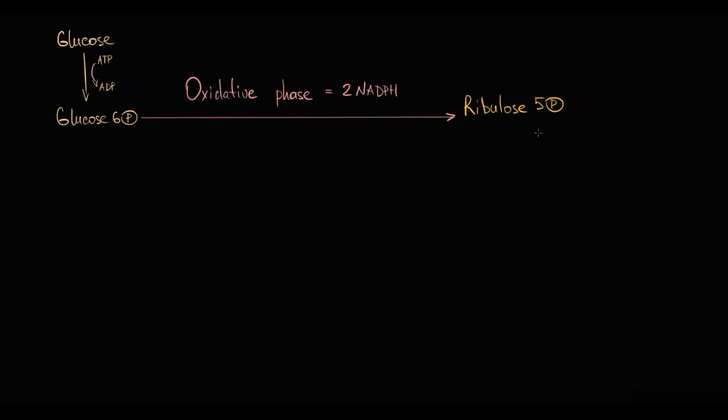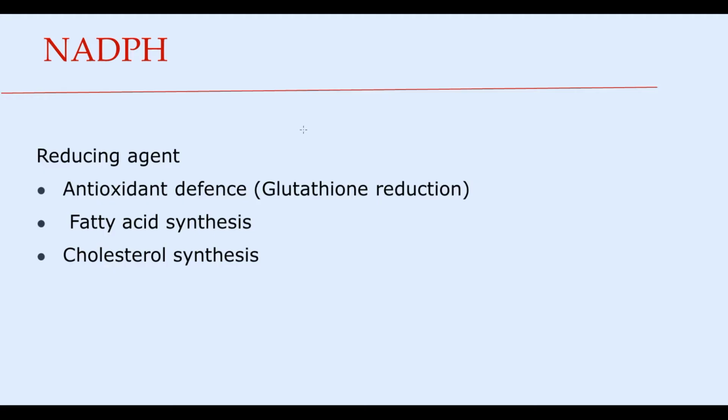So basically the major function of oxidative phase is to provide NADPH molecules for the tissue. NADPH is an electron carrier that carries two electrons. So basically it's a reducing agent that serves as cofactor for several enzymes. And we have three major processes that require NADPH molecules. NADPH are required for antioxidant defense because NADPH are responsible for glutathione reduction. Also, NADPH are used in fatty acid synthesis and in cholesterol synthesis. As we see, NADPH is an absolutely vital agent.